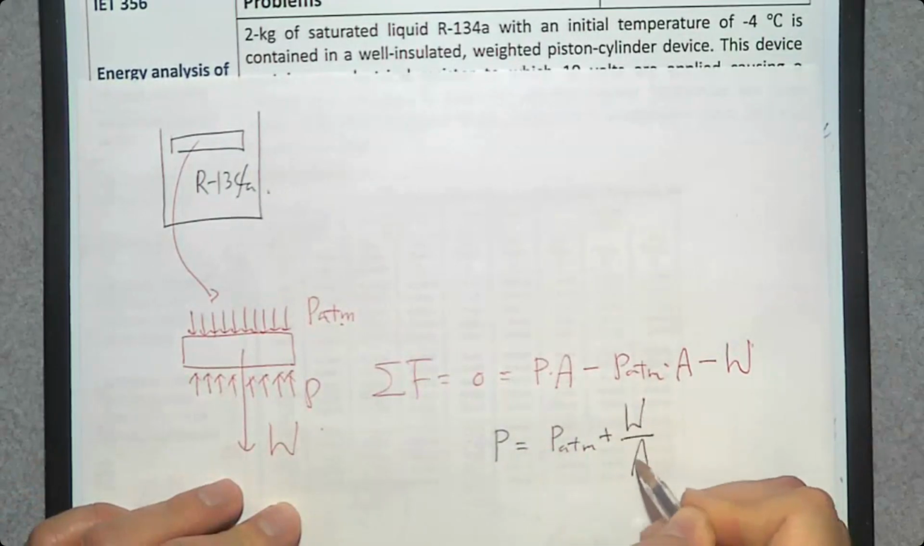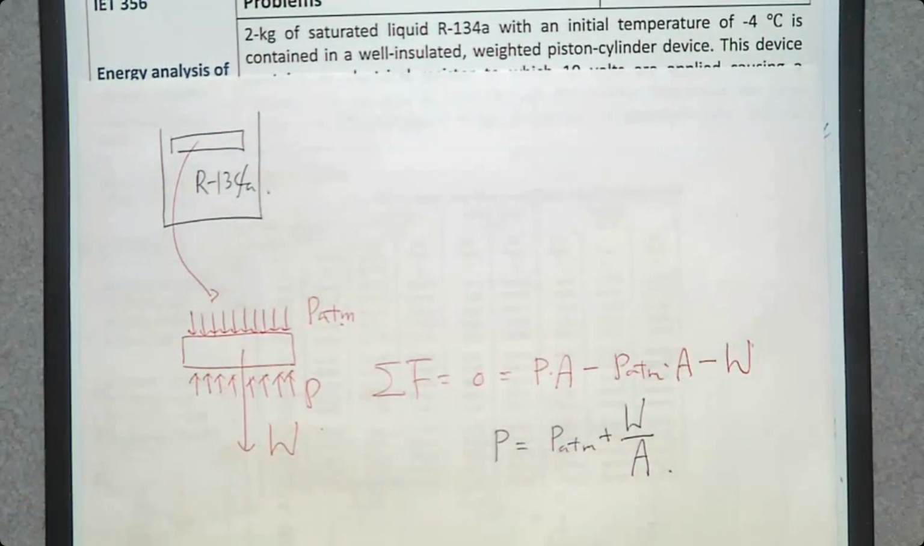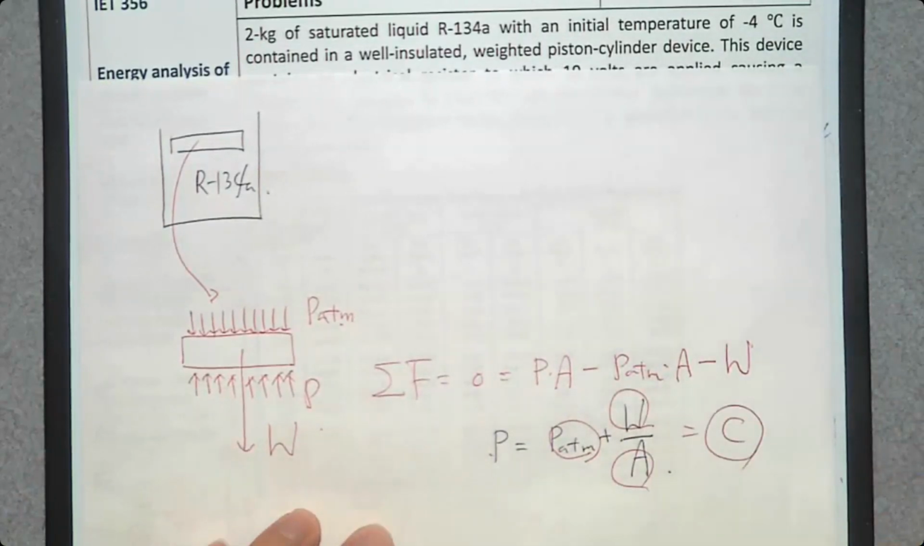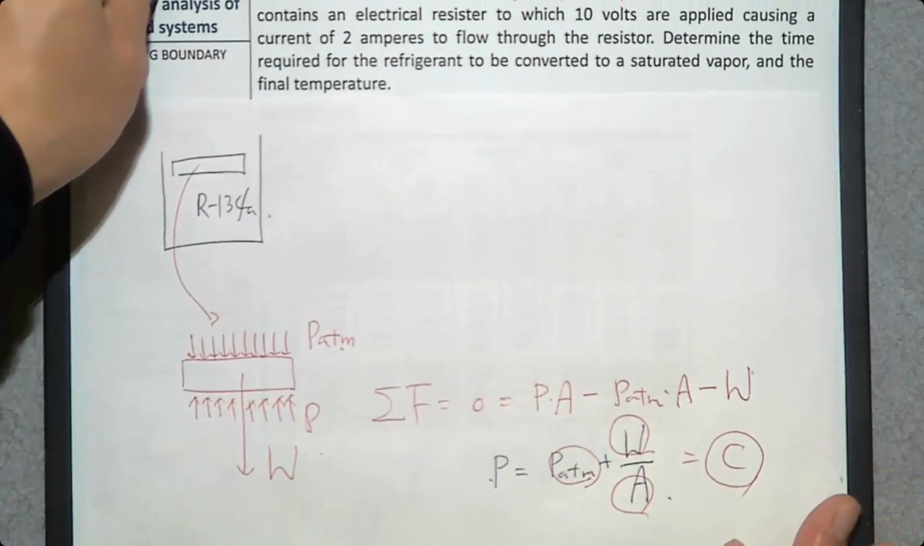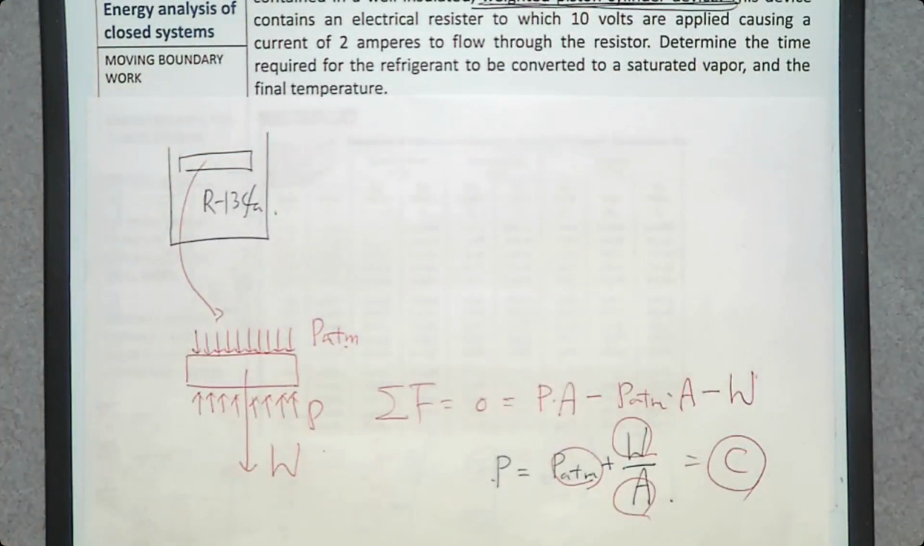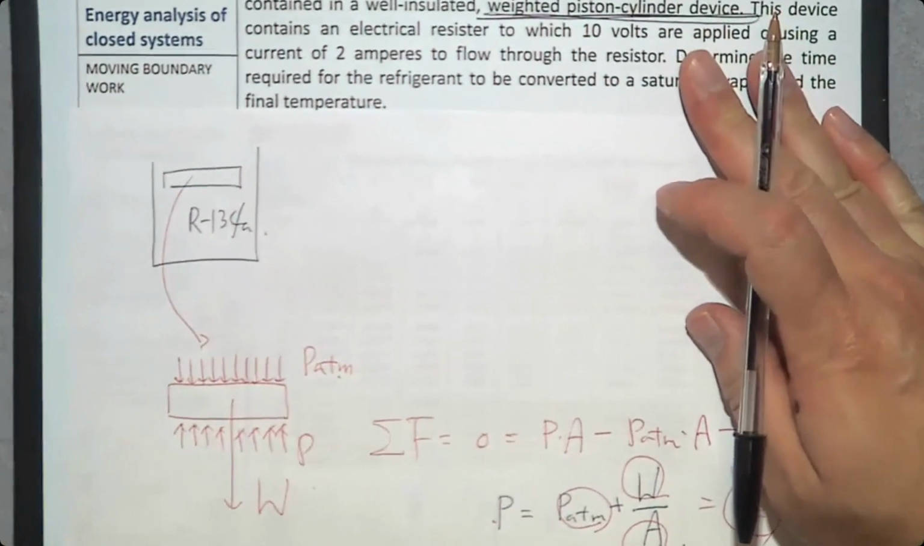W, weight over area. Then, is PATM a variable or constant? Constant. Weight, variable, constant? Constant. Area, variable, constant? Constant. So whenever you have a weighted piston cylinder device, pressure is constant. So that is a constant pressure process. Whenever you see a weighted piston cylinder device, it is possible you can assume it's a constant pressure process.